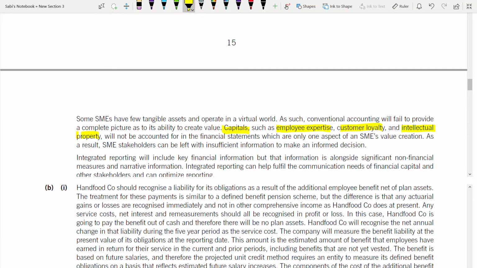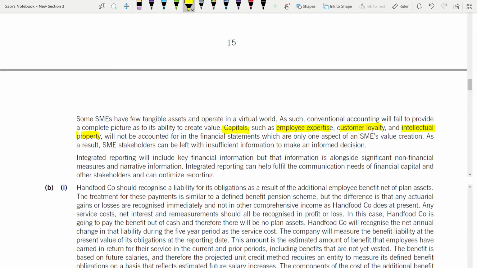Sometimes the value a company gets is not only through finance, not only through money. Maybe your customer is loyal, maybe you have great employees who are very good in their expertise. So all these are not captured in the annual financial statements, right? But they can be captured where? In integrated reporting. Financial statements are only one aspect of an SME's value creation. Maybe your value is already created through this one aspect, right?